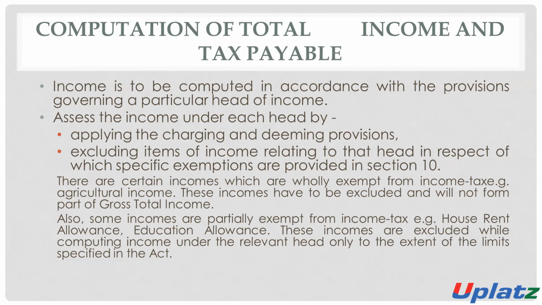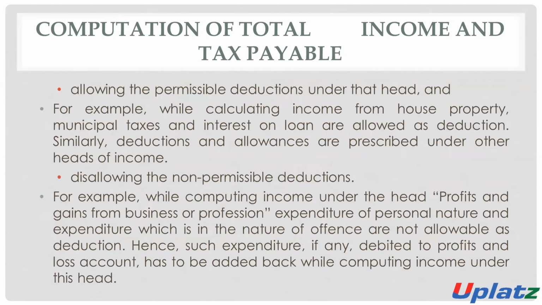We will compute the income under the respective head. After the classification, we will compute the income as per the respective head. Means what will be the actual income after providing deduction and exemption, which will be taxable under such particular head, and allow the permissible deductions. Permissible deductions we will provide.